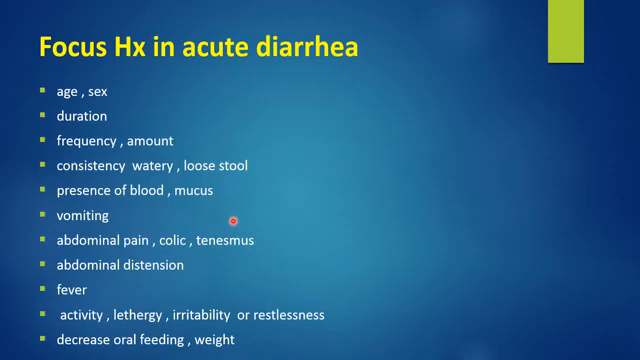As I mentioned, age and sex are very important, and the duration. Duration, because less than 2 weeks indicates acute diarrhea. Now we have to ask about the frequency, how many times he passes stool, and the amount. Is it a small amount or a large amount? That may give us a clue to the severity. When the mother tells you that the stool is coming out of the diaper, it may indicate a large amount.